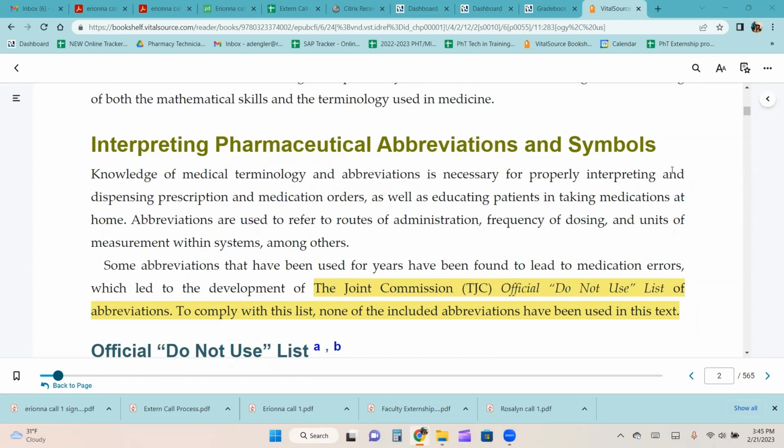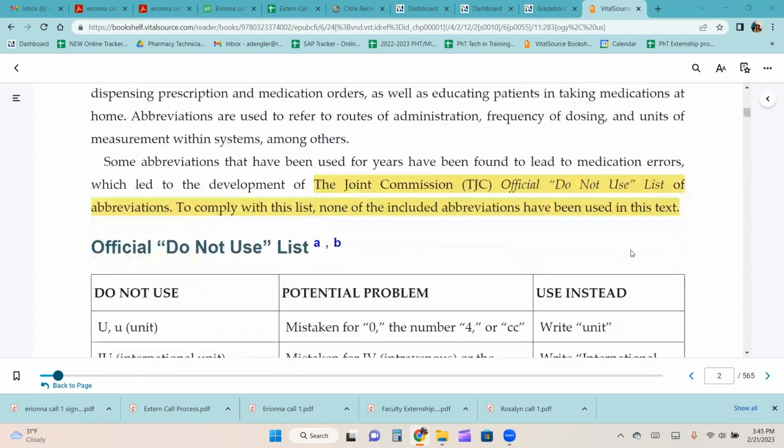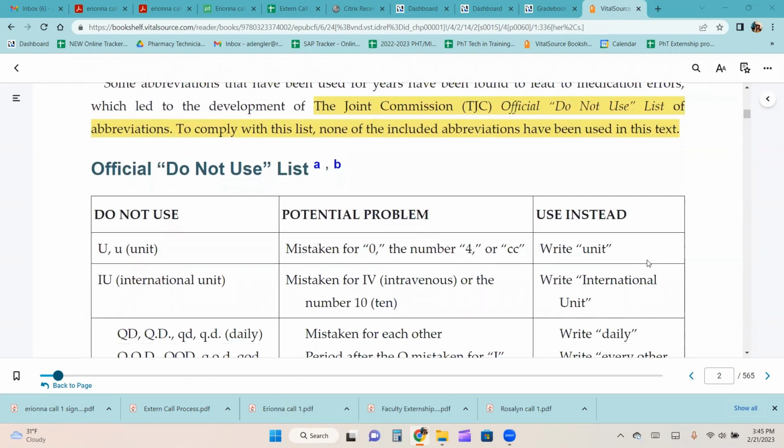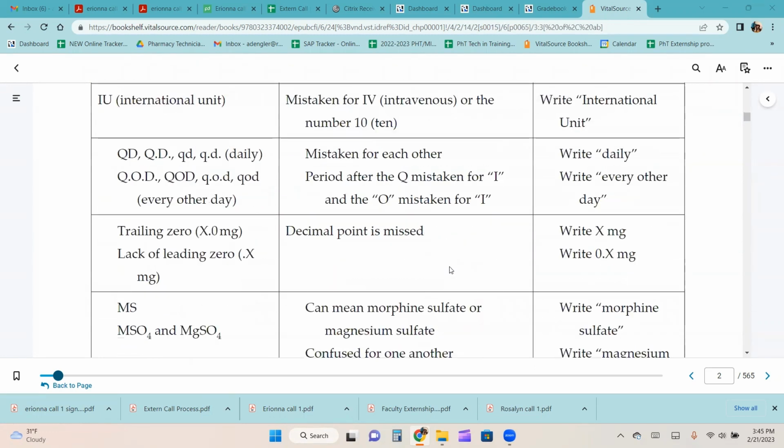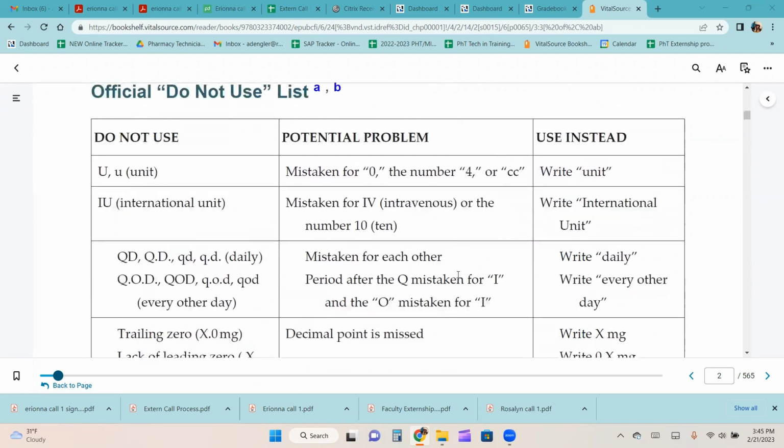Knowledge of medical terminology and abbreviations is necessary for properly interpreting and dispensing prescription and medication orders. Some abbreviations that have been used for years have been found to lead to medication errors, which led to the development of the Joint Commission's official do not use list of abbreviations. To comply with that list, none of the included abbreviations have been used in this text, and we aren't going to use them except if talking about this list.